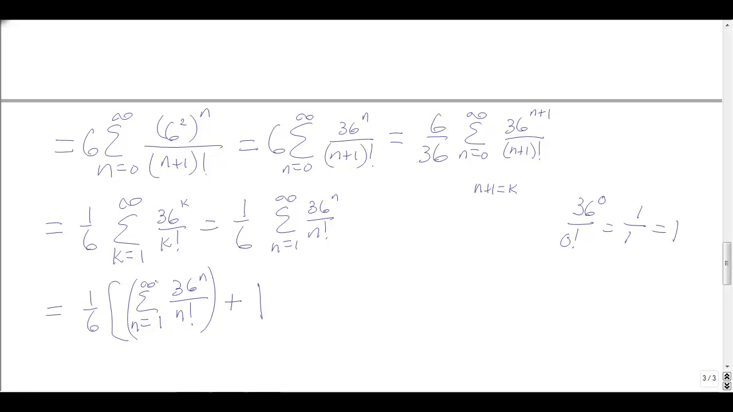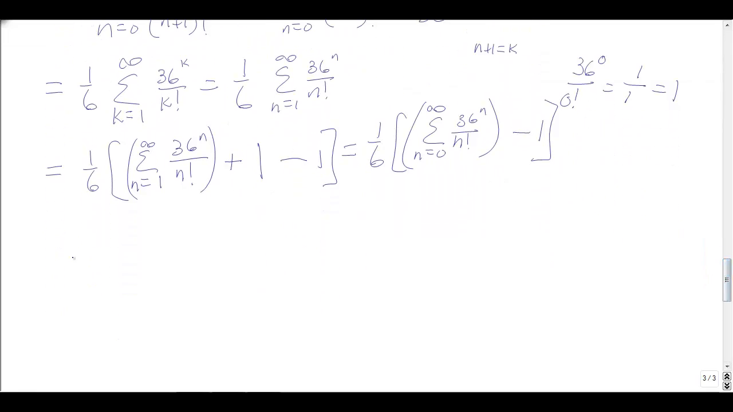If you did that, you could do a summation n equals 0 to infinity. You could use the formula for e to the x. But I can't just add 1. I have to subtract 1 as well. And so what I get then is 1/6 summation n equals 0 to infinity of 36 to the n over n factorial, adding these first two things together, the series with the 1, and then I subtract the 1. Now this series is like e to the x, but the x is replaced with 36, so that's e to the 36 minus 1. And we get our answer that way.